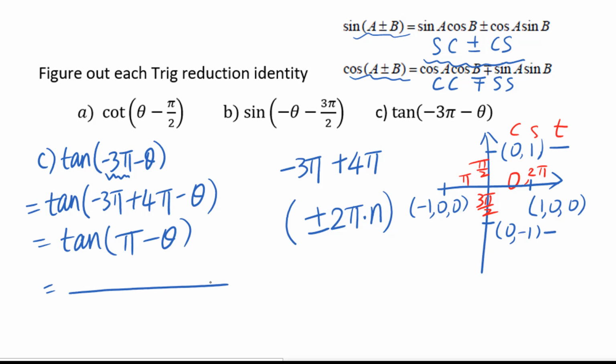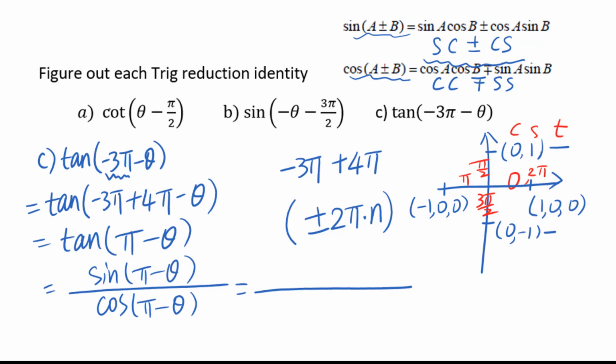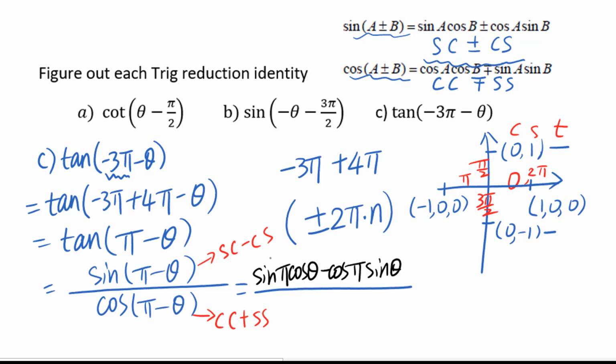We will change tangent into sine of pi minus theta over cosine of pi minus theta. For sine, you will do SC minus CS. For cosine, you will do CC plus SS. So you get sine pi cosine theta minus cosine pi sine theta. For the denominator, you will have cosine pi cosine theta plus sine pi sine theta.